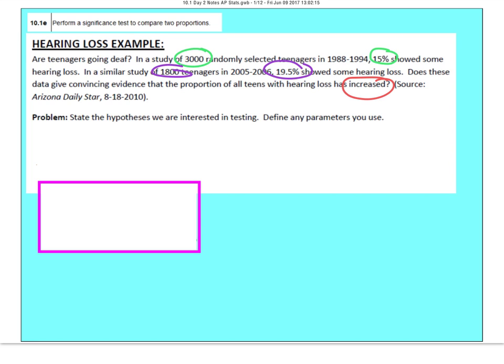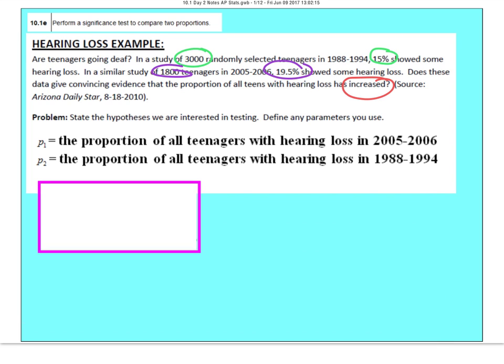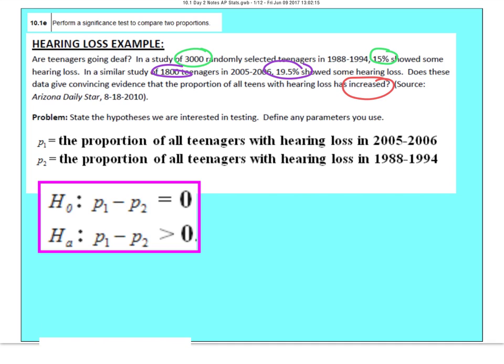So let me first state my proportions. I'm going to have P sub 1 for my case be the 2005 to 2006 kids, and P sub 2 be the proportion of the 1988 to 1994 kids. Therefore, I can state my hypothesis accordingly. H sub 0 would be P1 minus P2 equals 0, because that's our null hypothesis. But what do we really think is the case? We believe it's increased, so we think that difference is going to be greater than 0. And that's the hypothesis we would state.